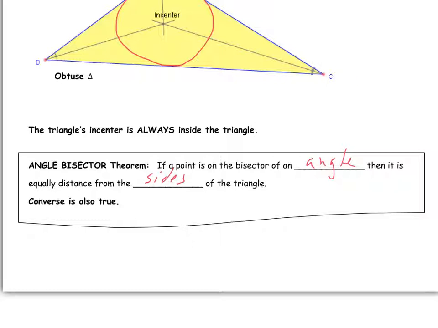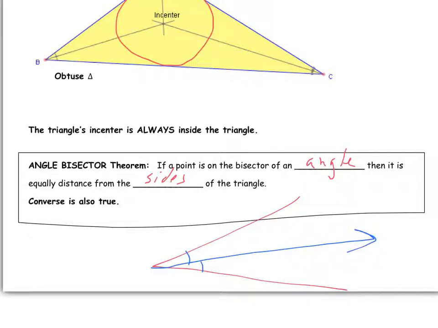And what this is saying is if I have an angle and I draw an angle bisector, meaning this angle is congruent to this angle, and I then have a point on the angle bisector, well, that means the distance from this point, which we'll call point P, to the sides of the angle is equal. That means those two segments are congruent.